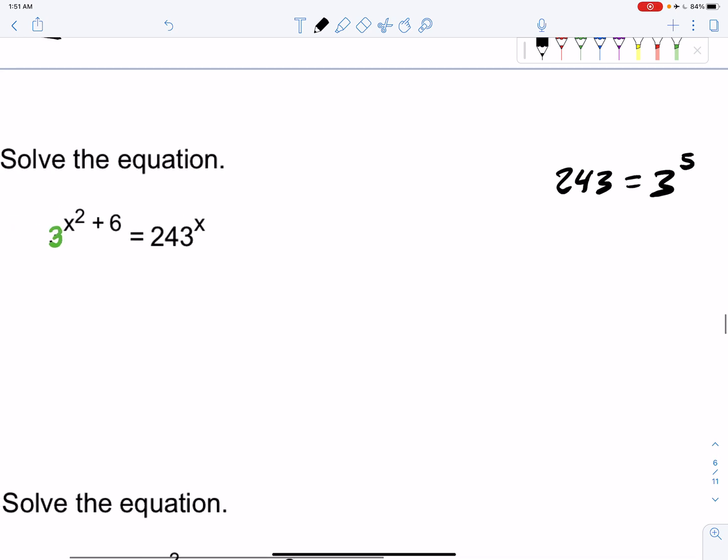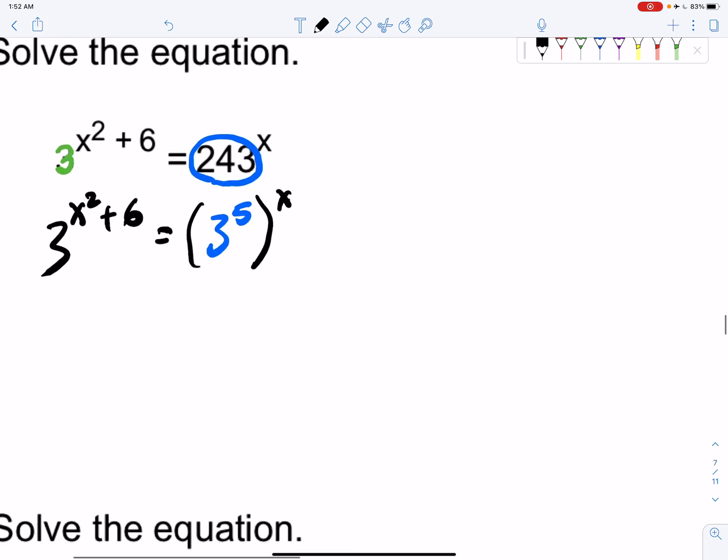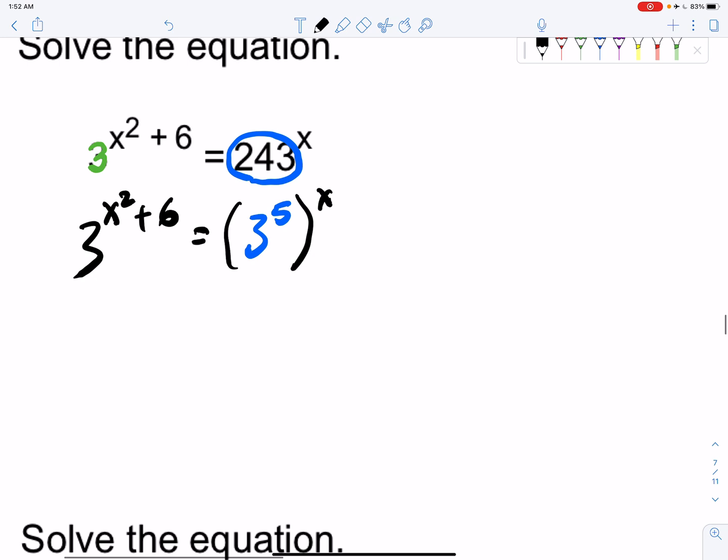So we are going to rewrite. Now let me use some color just to highlight something. I'm going to rewrite this as 3 to the 5th. Now you cannot forget that it is raised to the x power. So now we have 3 raised to the x squared plus 6 equals, now we know a power raised to a power means you're going to multiply. So it's going to be 3 raised to the 5x. And on the left, we have 3 raised to the x squared plus 6.